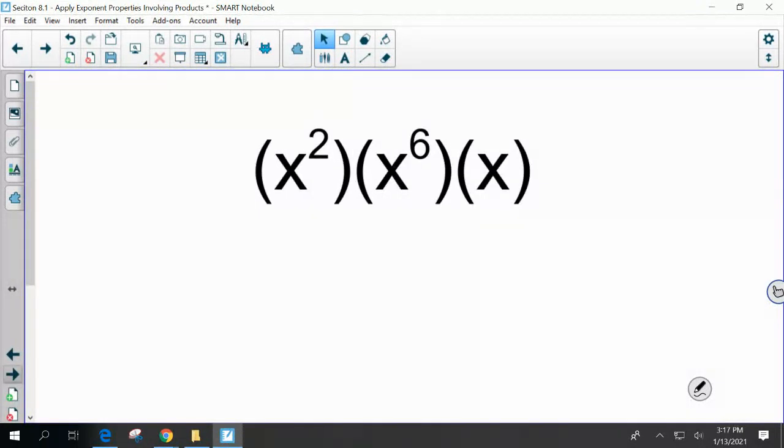Okay, x squared times x to the 6th times x. Again, you have to remember that this x right here has a little 1 as an exponent. So this is x to the 2 plus 6 plus 1, which would equal x to the 9th power.